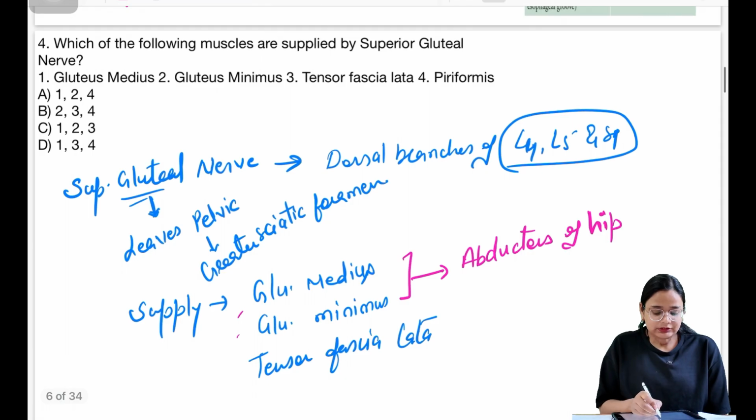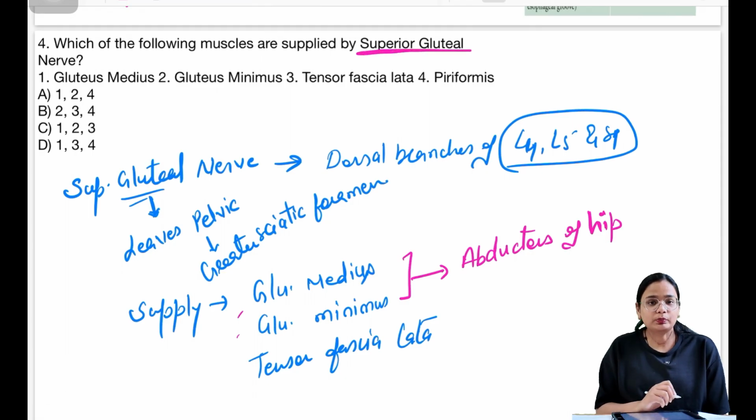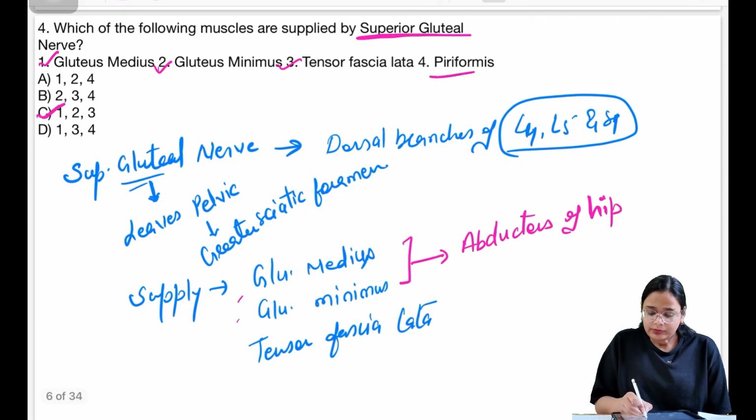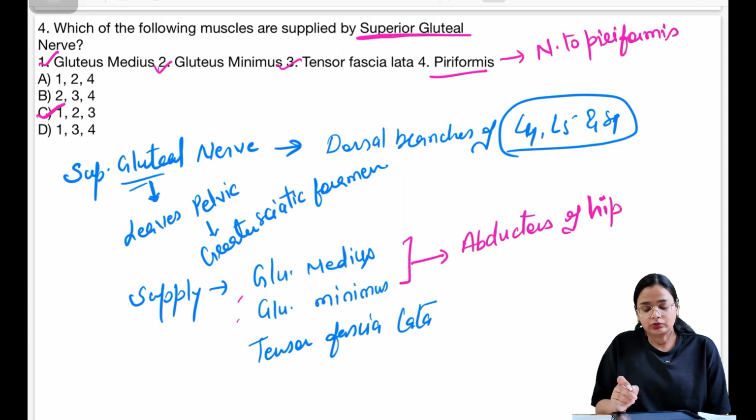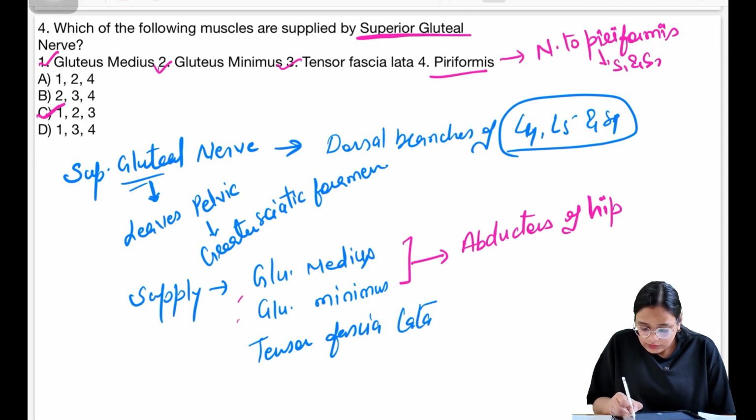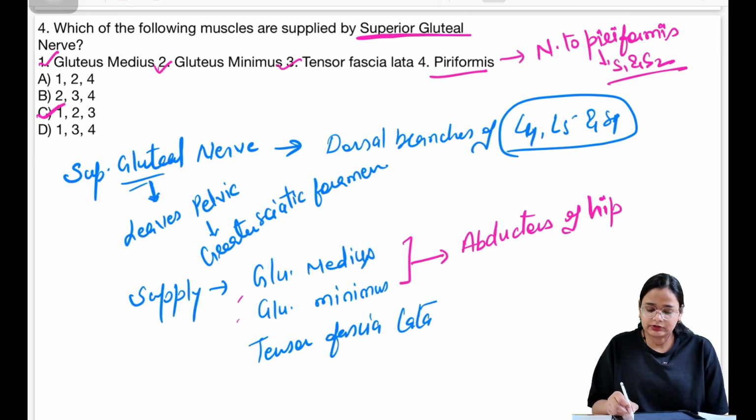So here they have asked which of these muscles are supplied by the superior gluteal nerve. The answer will be gluteus medius, gluteus minimus and tensor fascia lata. So the correct answer will be 1, 2, 3. What about piriformis? The piriformis is supplied majorly by the nerve to piriformis. Sometimes it can also be supplied by the superior gluteal nerve, but mainly it is supplied by the nerve to piriformis, which has S1 and S2 rami.